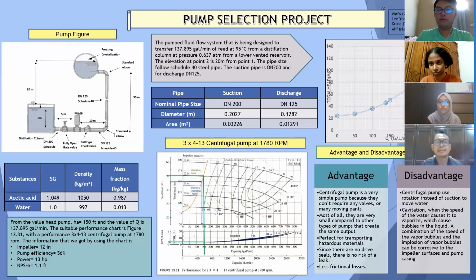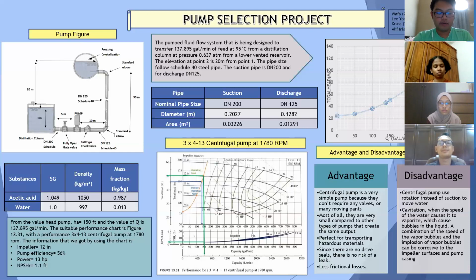Thank you. All right, thank you, Krishna. Right now, I would like to tell the audience how we select our pump. First and foremost, we have a composition of 0.987 acetic acid and 0.013 water, and our flow rate is 137.895 gallon per minute at 95 degrees Celsius. Based on this data, after a series of calculations done in Excel, which we are going to submit in Putra Plus later, we got a total head loss equivalent to 180 feet.